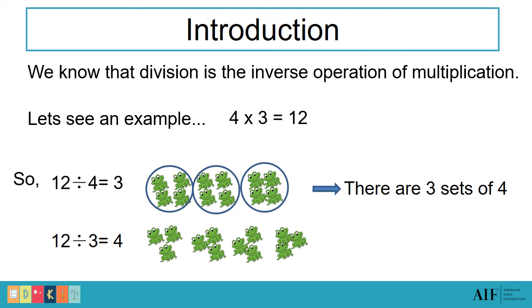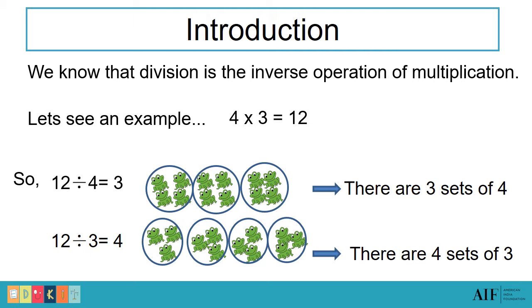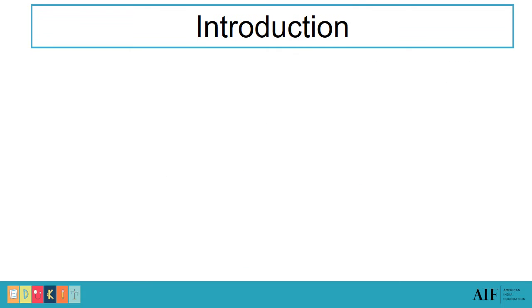12 divided by 3. So 3 as a group: 1 group, 2 groups, 3 groups and 4 groups. So there are 4 sets of 3.